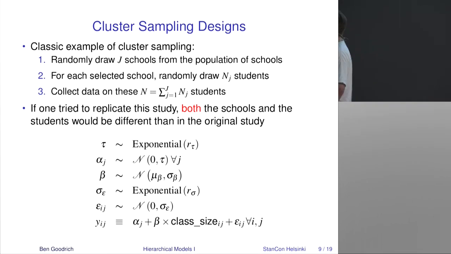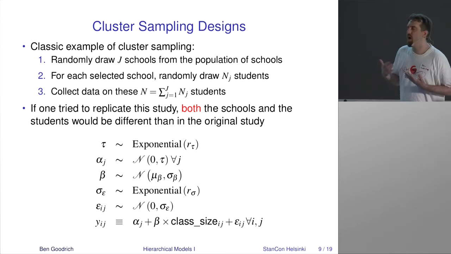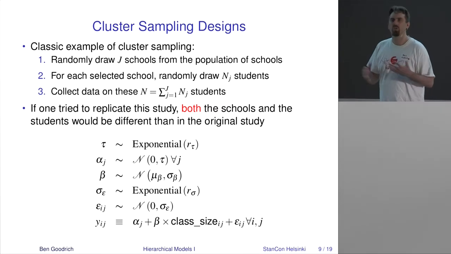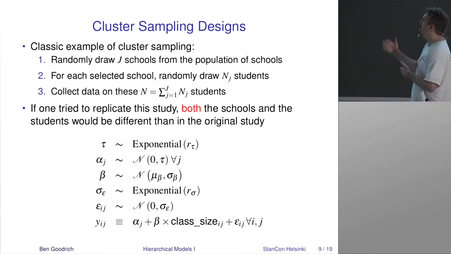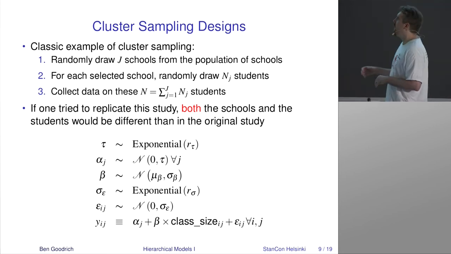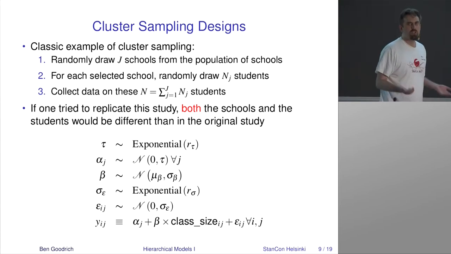That's what y is, formed by this school-specific intercept alpha j plus beta, which is common to all schools, it doesn't have a subscript, multiplied by the class size of the student, plus the error term epsilon that applies to student i in school j.